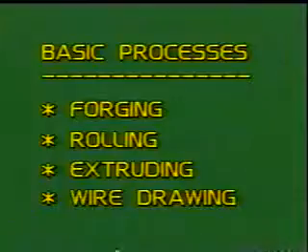Let us now quickly review the process of metal forming. There are 4 basic processes of metal forming. These are forging, rolling, extruding, and wire drawing.